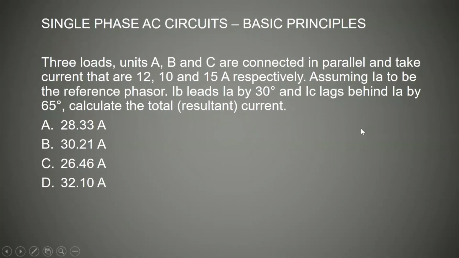Three load units A, B, and C are connected in parallel and take currents of 12, 10, and 15 amperes respectively. Assuming IA to be the reference phasor, IB leads IA by 30 degrees and IC lags behind IA by 65 degrees. Calculate the total resultant current. A: 28.33, B: 30.21, C: 26.46, D: 32.10 amperes.